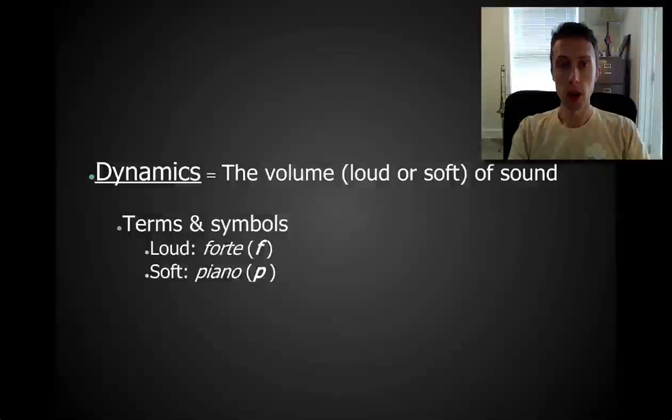So as you probably remember from the elements of music, dynamics is the volume, loud or soft, of sound. The 2 most basic ones to remember, the 2 that you should probably commit to memory first, because they'll make all the rest of them a lot easier, are forte, which the symbol for that is just an F, and then piano, which the symbol is a P. Pretty simple. Forte means loud, piano means soft.